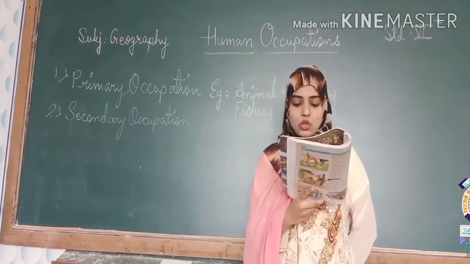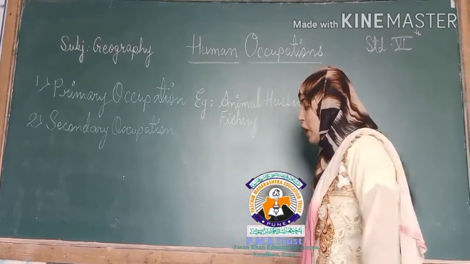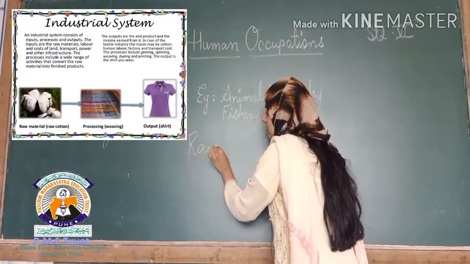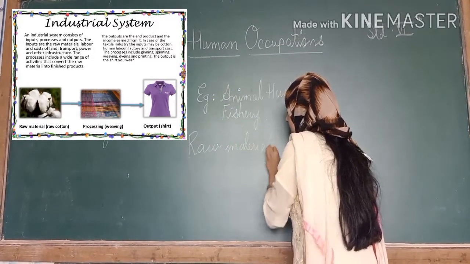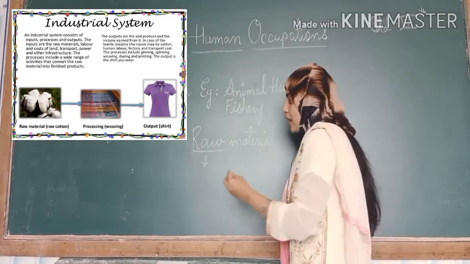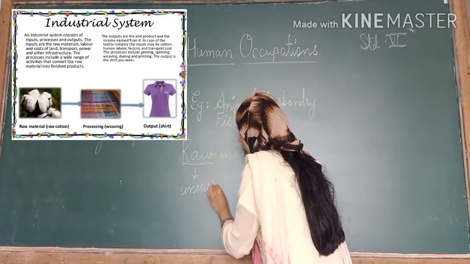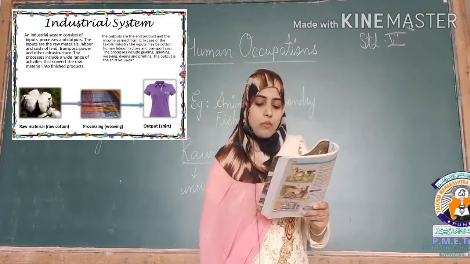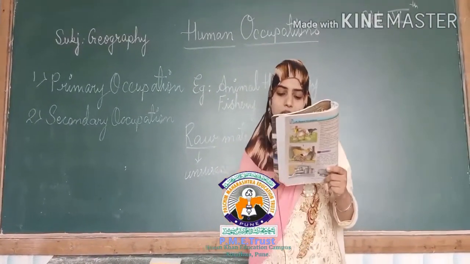Industries are based on raw materials. Okay, industries are based on what? Raw material. What do you mean by raw material? Raw means unripe. They are कच्चा, which we call कच्चा. They are not complete. So industries basically depend upon raw products or raw materials.